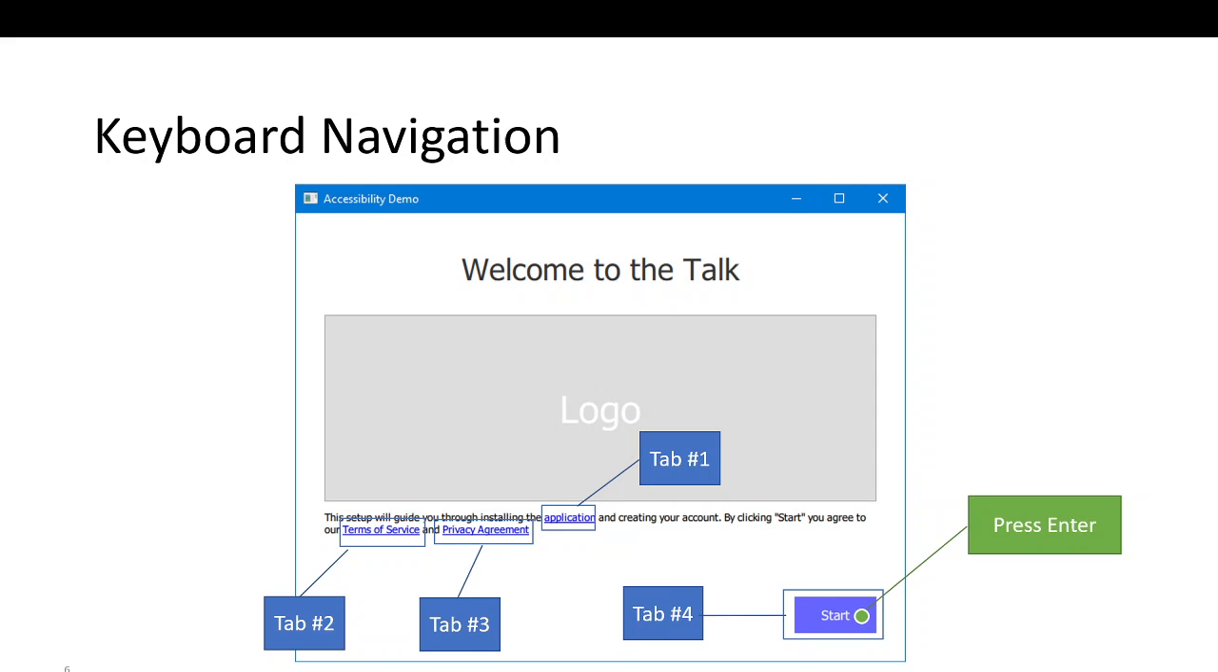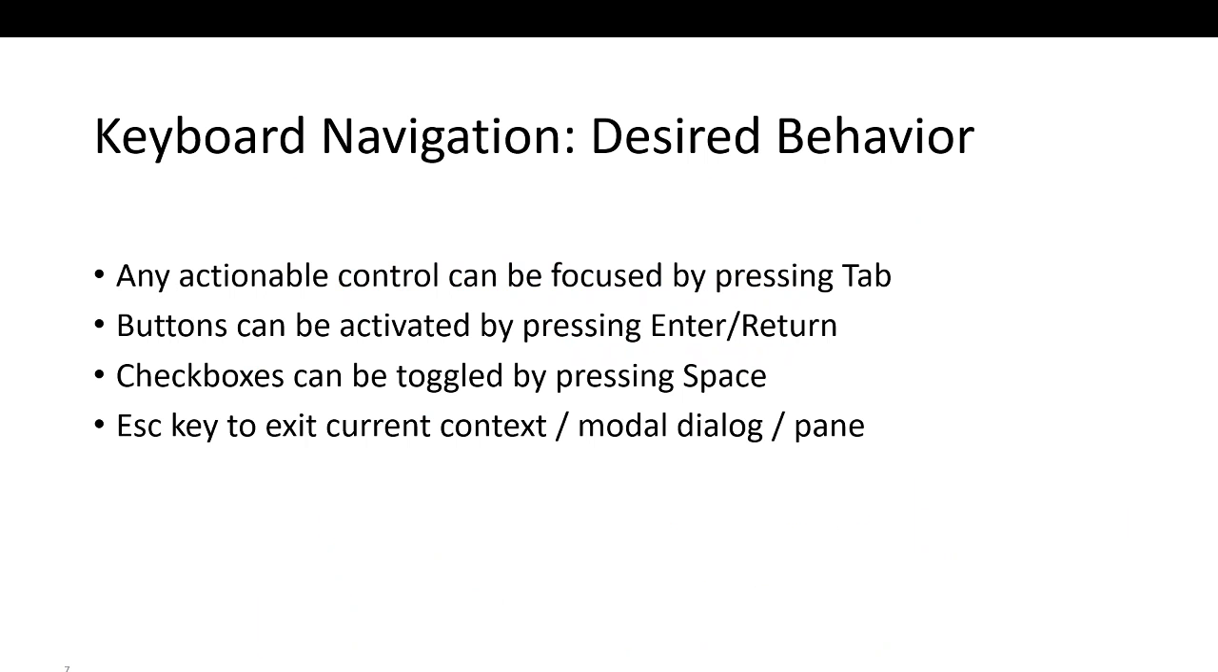If we have a look at the first page in the UI, there's a title, and the actual keyboard-interactable controls are the 3 hyperlinks in the text and the button. When I press tab, I should be able to cycle through application, terms of service, and privacy agreement, these 3 hyperlinks, and then the last tab should take me to the start button. Then when I press enter, the start button should execute its action.